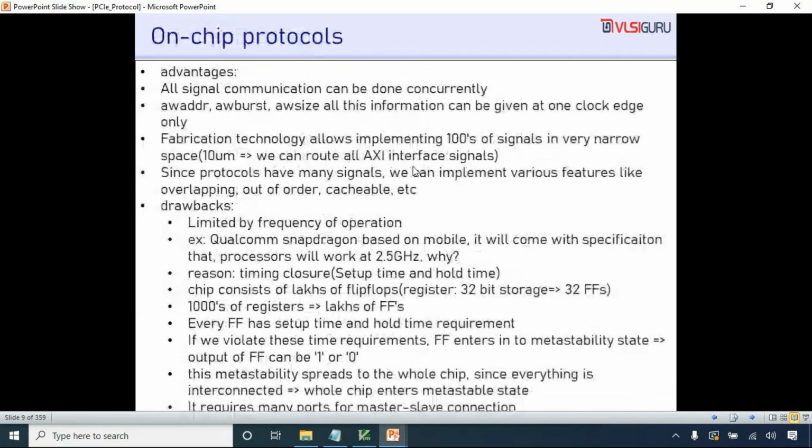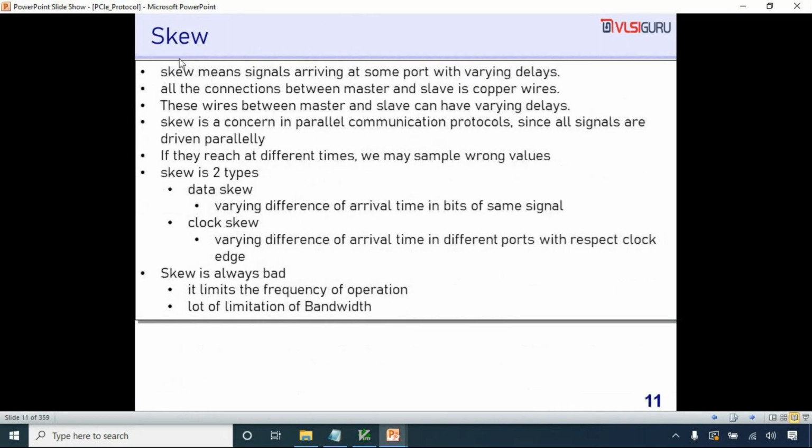We have already talked about the advantages of on-chip protocols, and we took a brief overview of what skew means. I'll be talking more about skew later. There are two types of skew: one is data skew, one is clock skew. How PCI Express is going to address this skew concept, we'll discuss. When we go deep into PCI, there is something called the deskew mechanism in PCI Express.